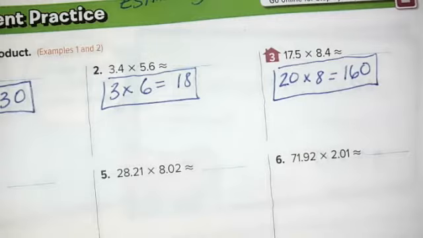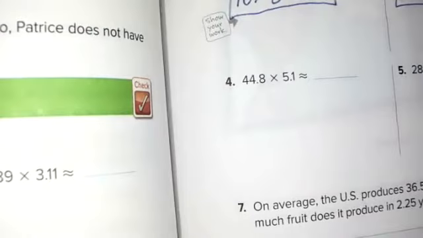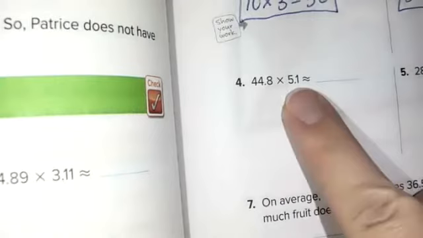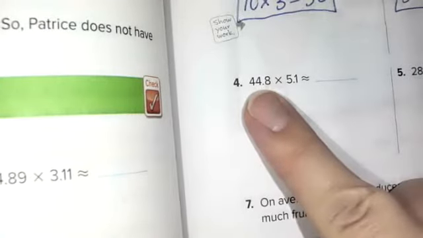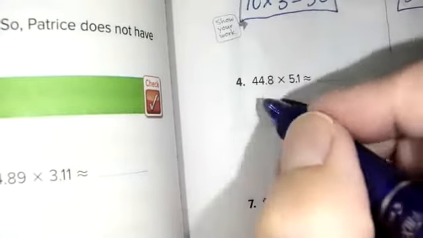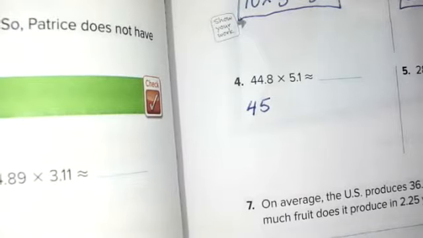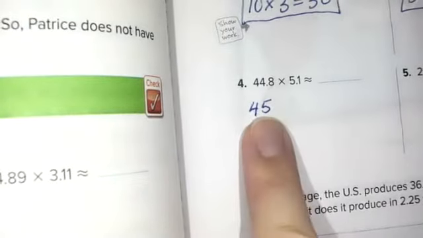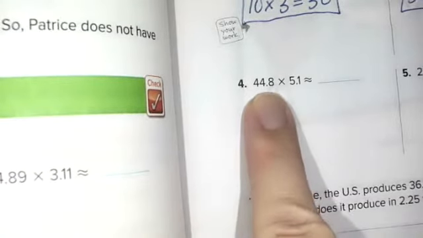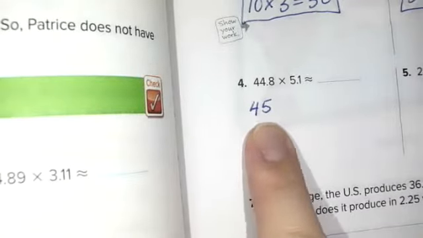Number 4, we have 44.8 times 5.1. That 44.8, because I know I can multiply 5s by 5s pretty easily, and I see that the 4.8 is very close to 5, I'm going to round the 44.8 to 45. And I'm going to use partial products for this example. I did the 45 on purpose, so we can try a different method, because this is really super close to being right in the middle of 40 and 50. So I'm going to round it to 45.